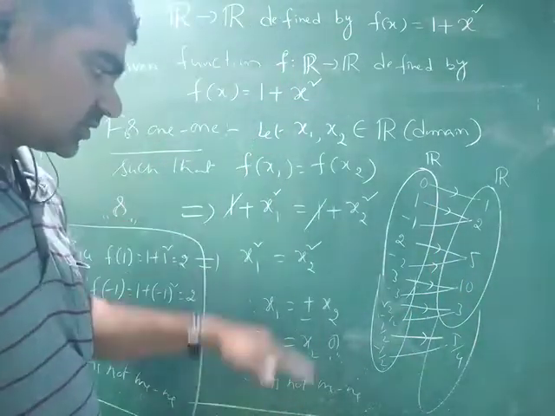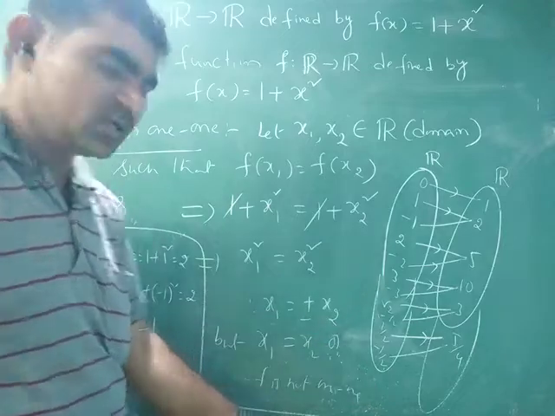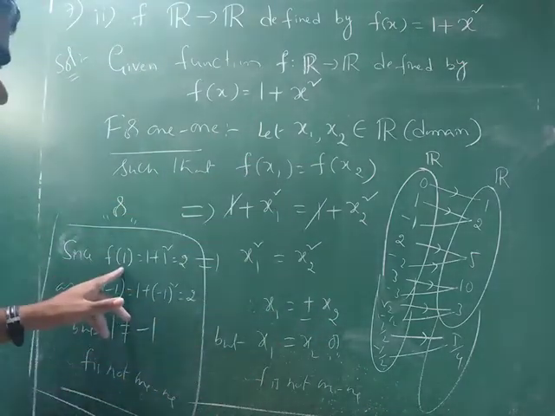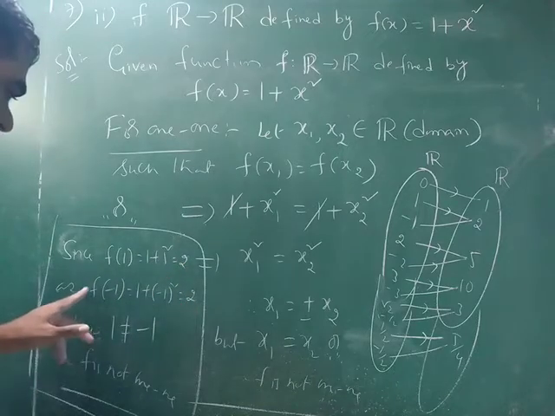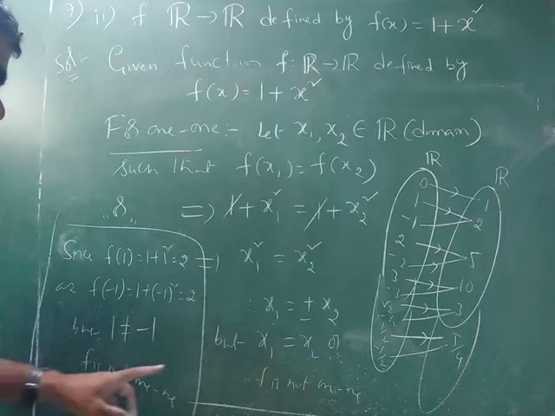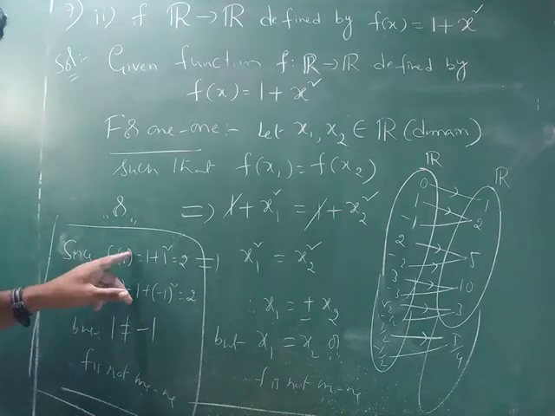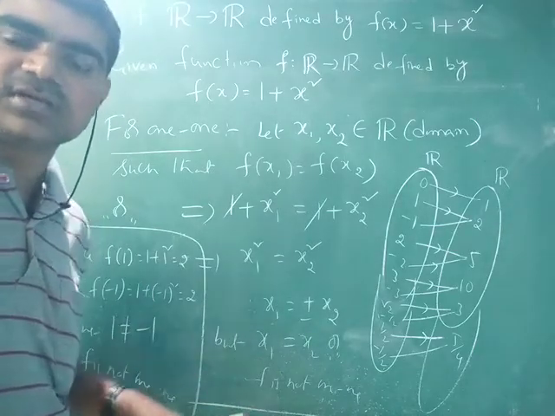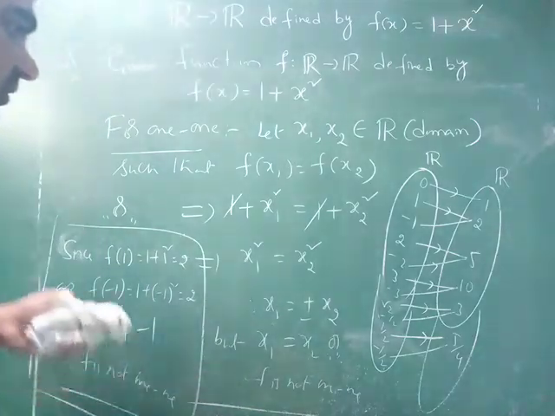Okay. For onto, understand, no? Sorry, for 1-1 you understand. Or else, if you don't want all this, just write: since f of 1 is 2 and f of minus 1 is also 2, but 1 is not equal to minus 1, f is not 1-1. This means two different elements are having the same image, so it is not 1-1.